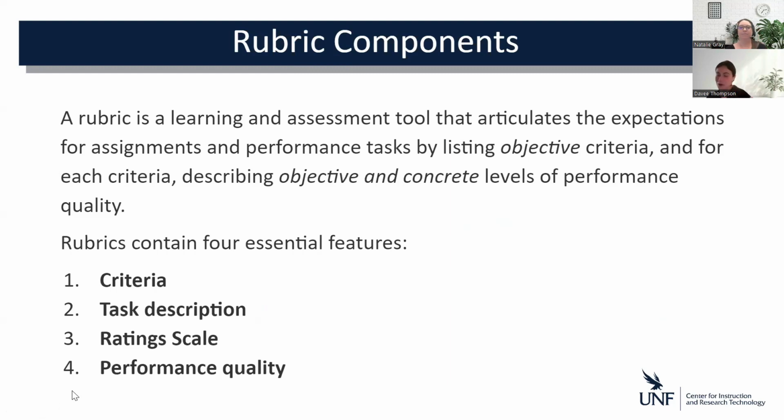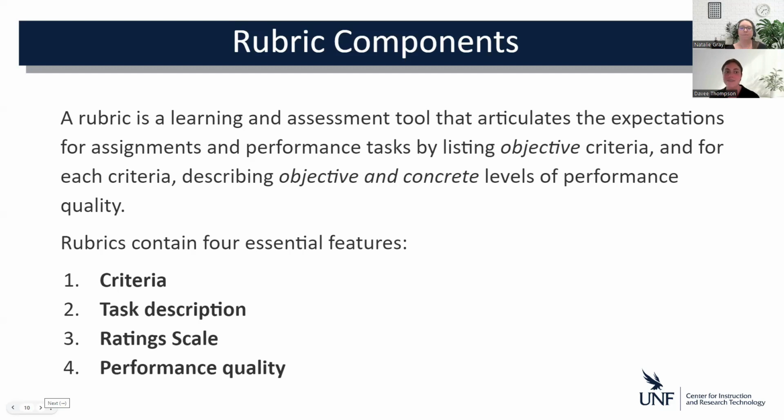So let's explore the essential components of this rubric that we are about to create in this workshop. First, we have our criteria. As Natalie said, our criteria is going to outline the specific aspects of performance that will be evaluated. This really provides the most clarity on what you're expecting your students to demonstrate for you. Our task description provides the context and details about the assignment or task being assessed. Okay, so these two go hand in hand.